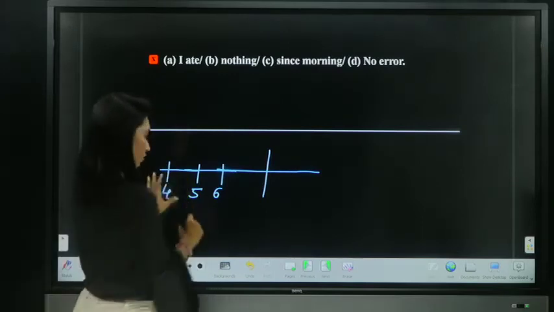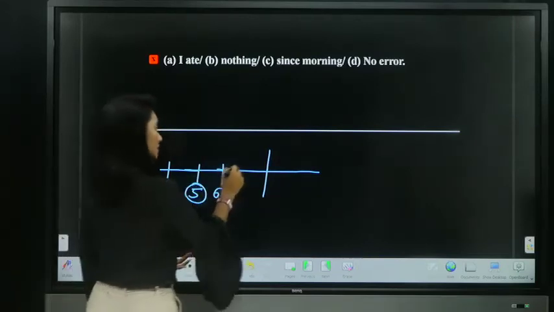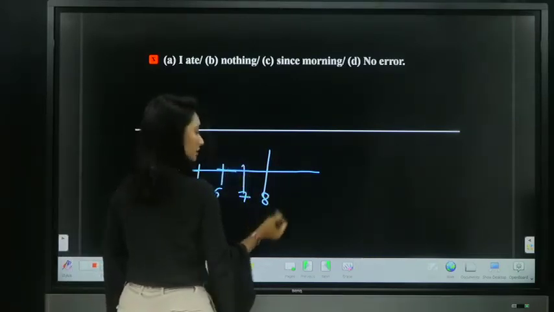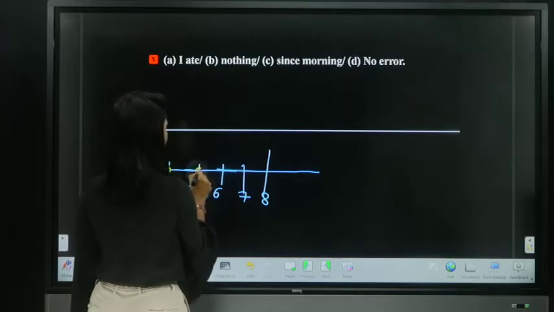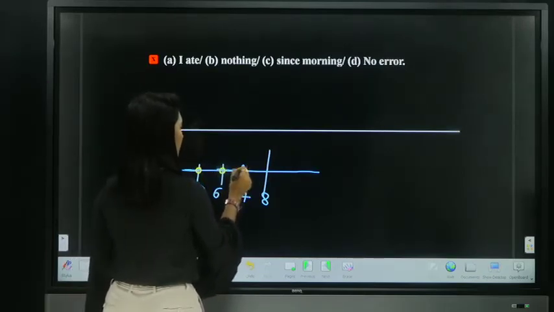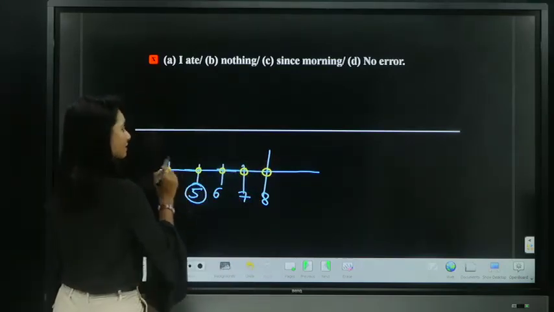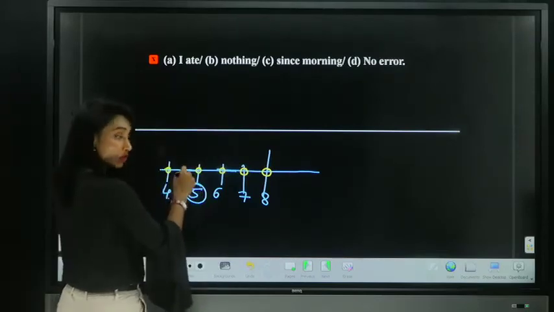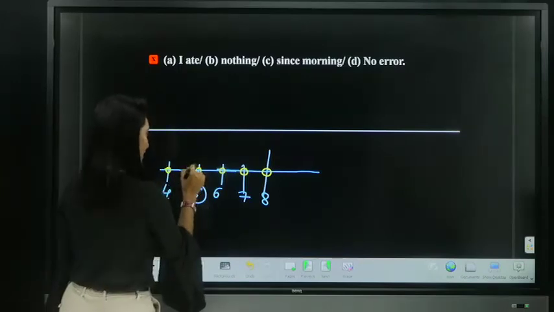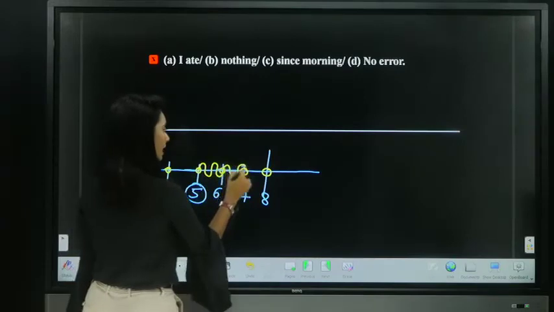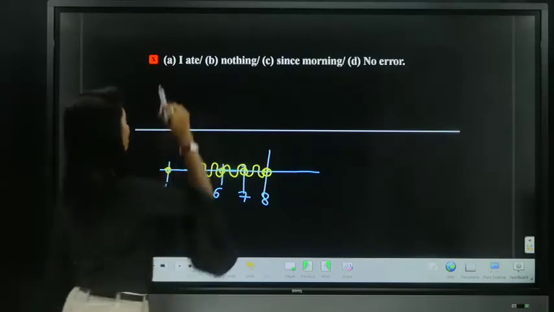You woke up at 4 o'clock, okay, and you got ready and moved to your office at 5 o'clock. 6, 7, 8. Now it is 8 o'clock. Let's assume this. So you woke up at 4 and you went to office at 5. You have been working from then, and now the time is 8 o'clock as per now. Now you're telling that since morning, that means from the time you woke up, I ate nothing. That means started here, continued, and now you're telling till here. So it should be in perfect tense.